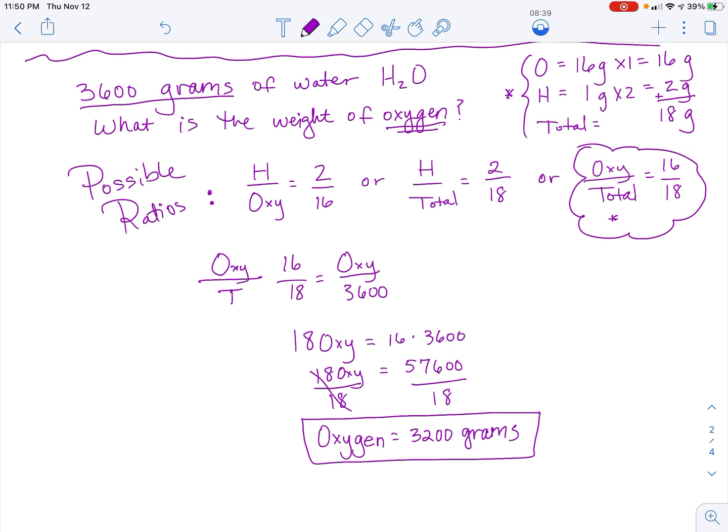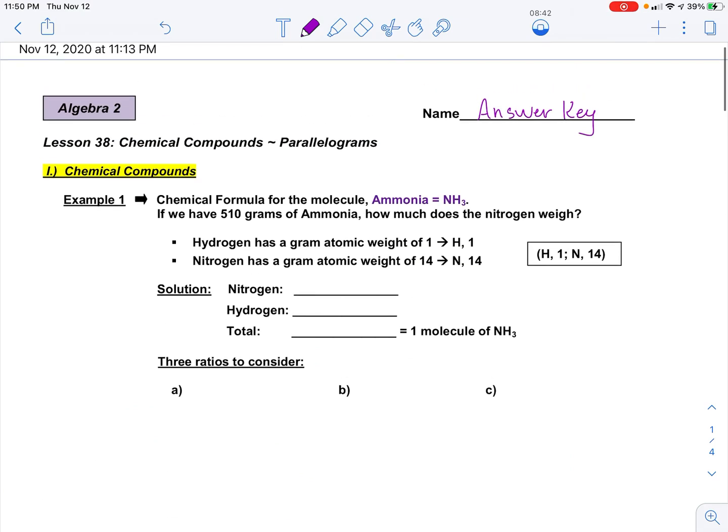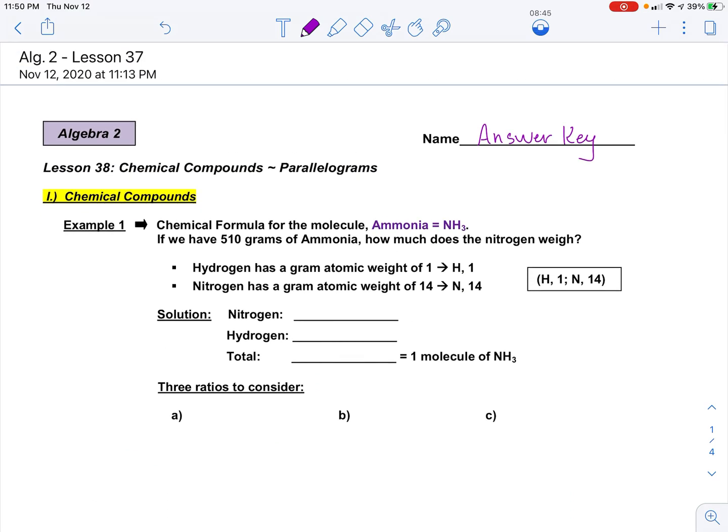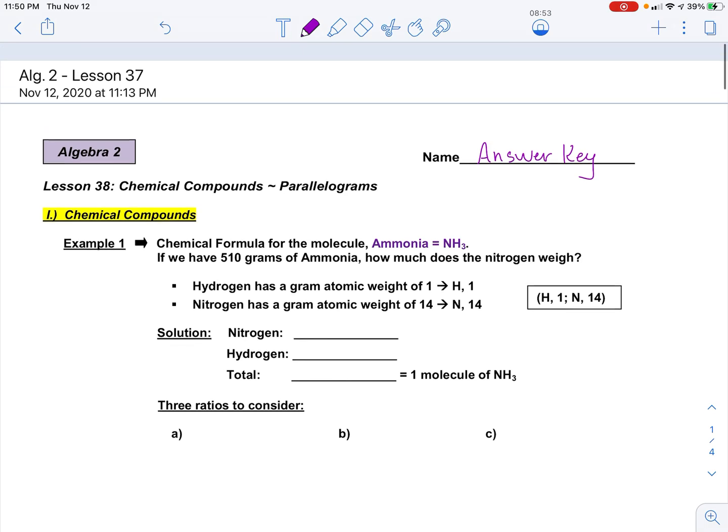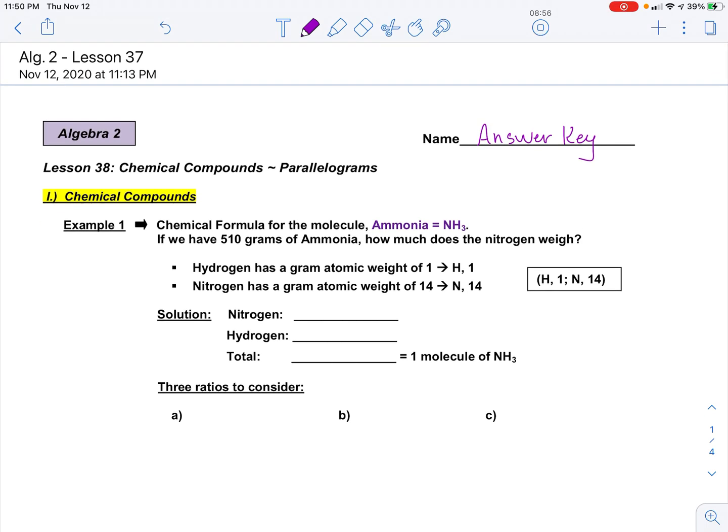Now we're going to do a couple of these problems, and we're going to go ahead now in your packet or in your lesson there that you hopefully pulled down and printed and are ready to go with. We're going to look at our first example, which involves ammonia. Alrighty, so we have a chemical formula for the molecule ammonia, which is written as NH3, which means you have 3 parts hydrogen and 1 part nitrogen that makes up this molecule.